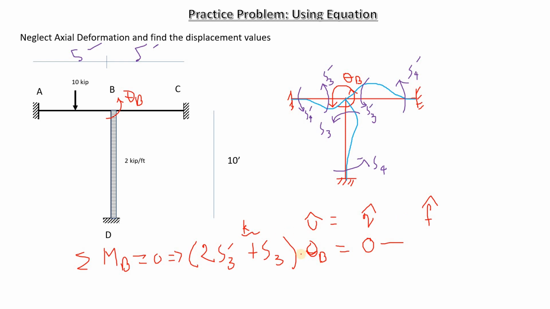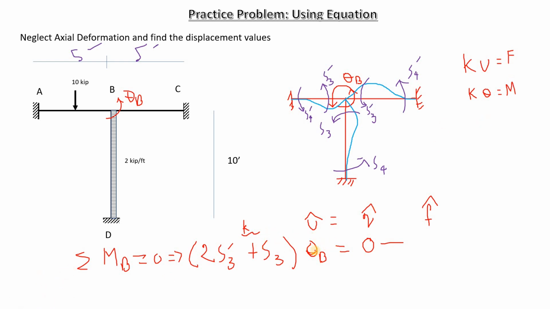So some of you may wonder how this moment equation is formed. Previously we have seen that when stiffness is multiplied with displacement, we get force, right? Similarly, when stiffness is multiplied with rotation, we get moment. So that is how we form this moment equation.